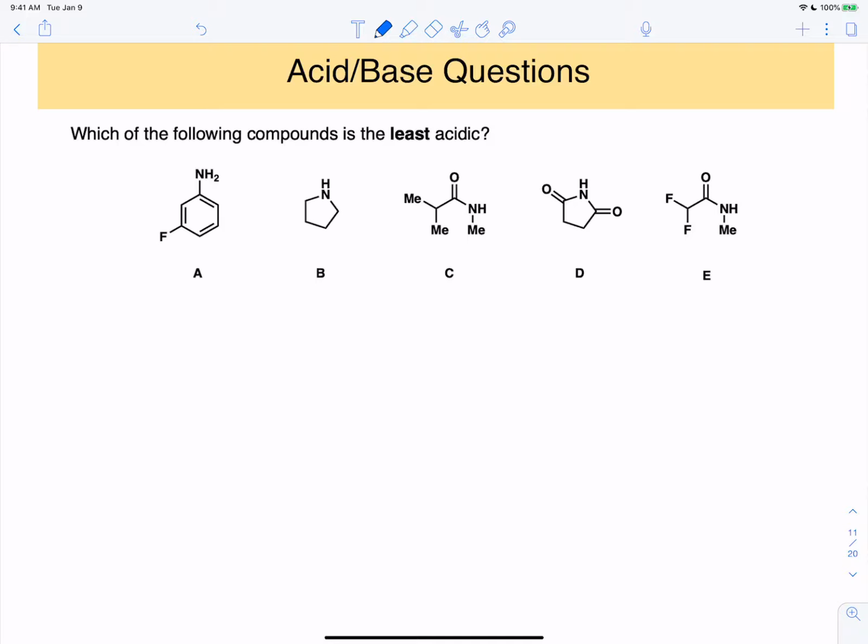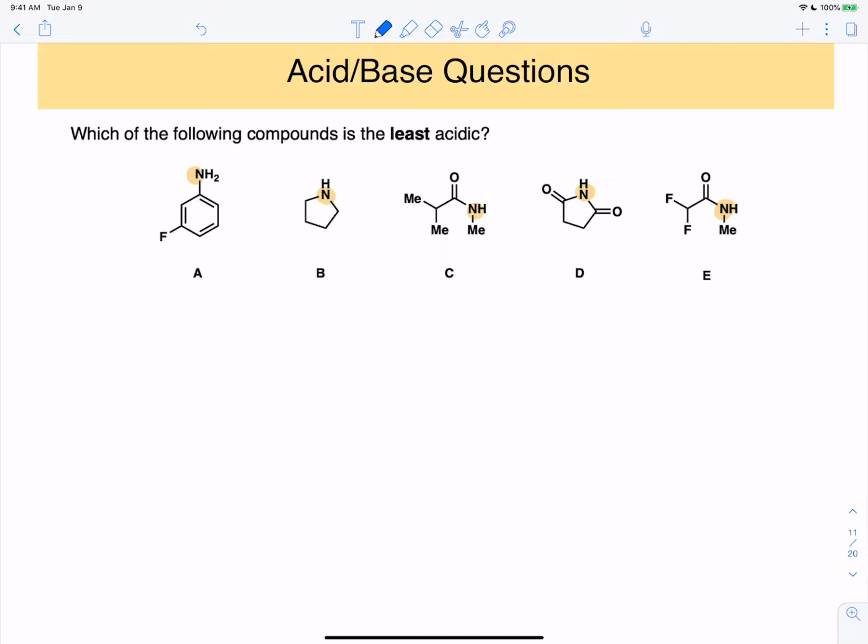Now we get back to a question that was on one of the problem sets recently, or homework questions. Again, we're looking at which is the least acidic. So when we look at acidity, we're probably going to be looking at the N-Hs. That is the thing that is common amongst all of these different molecules. So these all have N-H bonds. So we want to imagine taking it away and looking at how stable this molecule is.